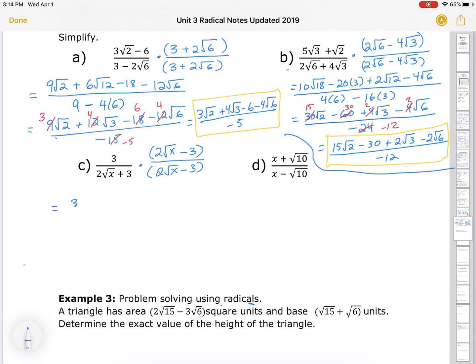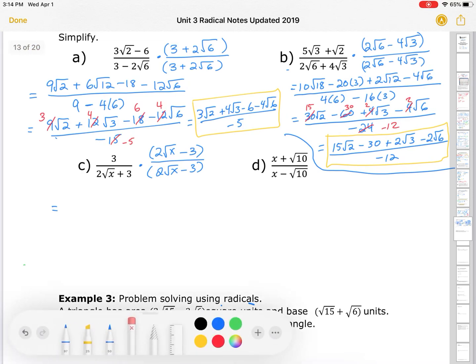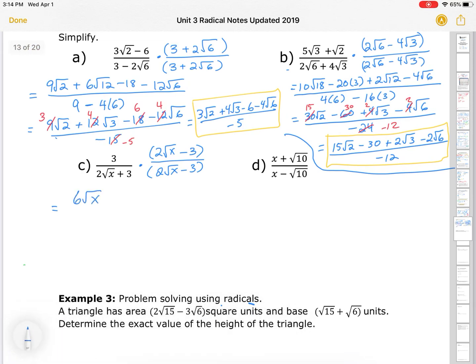Now we still have to distribute on the top. So on the top, it's 3 times 2 root x, so it'll be 6 root x minus a 9. And on the bottom, 2 root x times 2 root x is going to get us 4x. And 2 root x times minus 3 will be plus 3 times 3. I don't know why I started to FOIL. I'm sorry, guys. We don't have to do that. We're mathematicians. We're going to be lazy here. So it's going to be minus a 9.